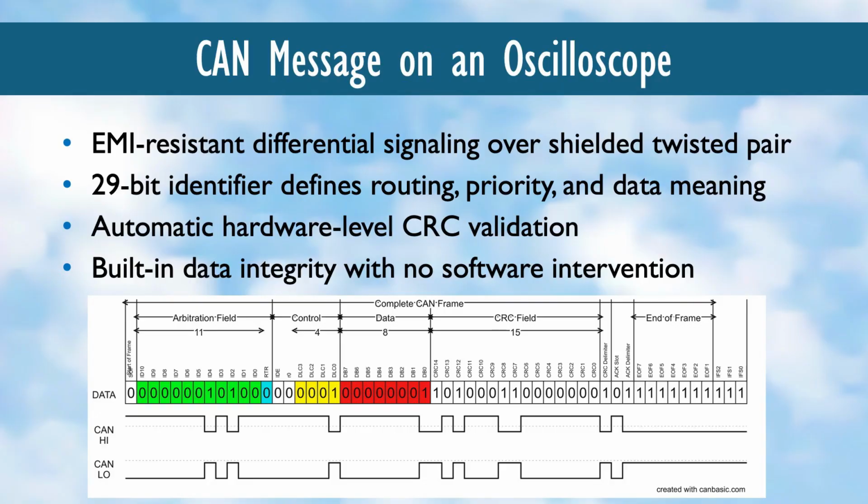architectures. CAN-825 uses a balanced differential signal on a twisted shielded pair, making it highly resistant to electromagnetic interference, critical in avionics environments. Every message carries a 29-bit identifier that governs routing, priority, and data interpretation. Hardware-level CRC is appended to each message and verified by the receiver, guaranteeing data integrity without any host software intervention. CAN hardware automatically verifies CRC on every received frame. No software validation code required.